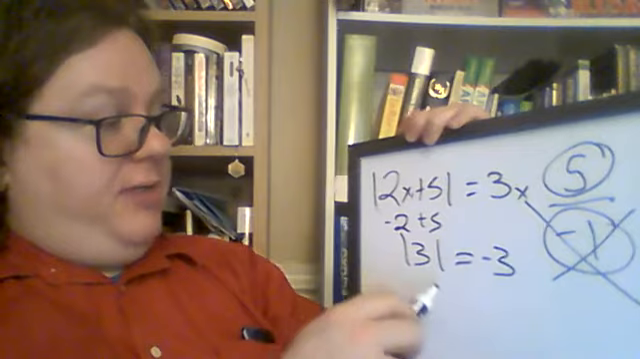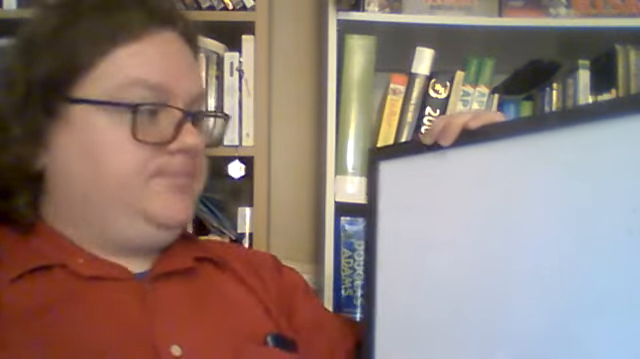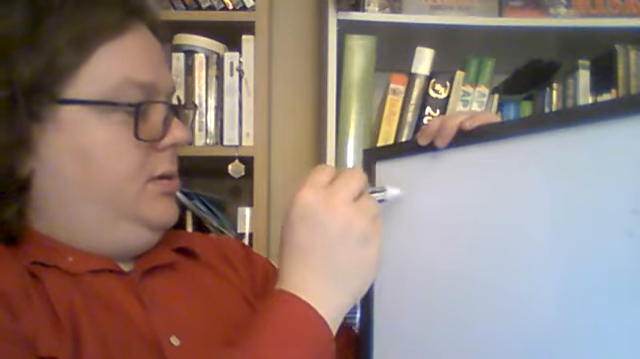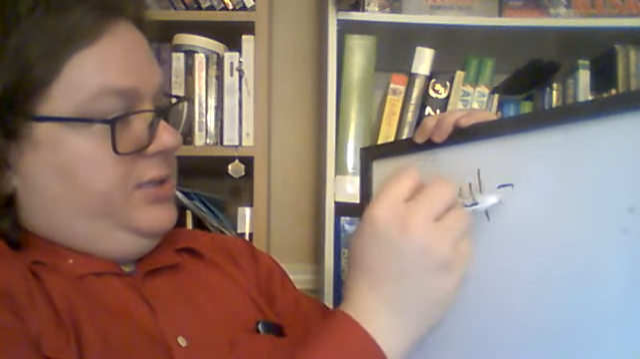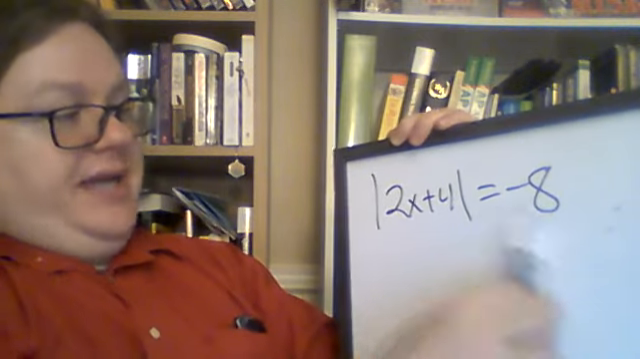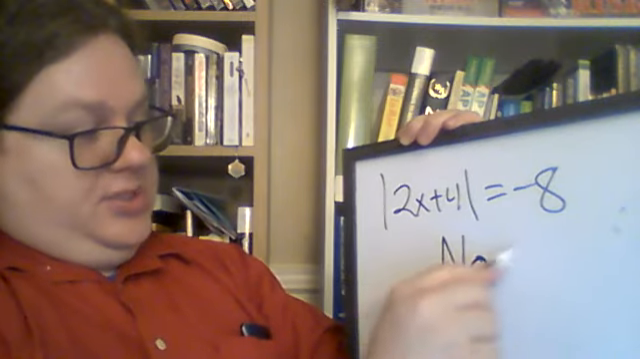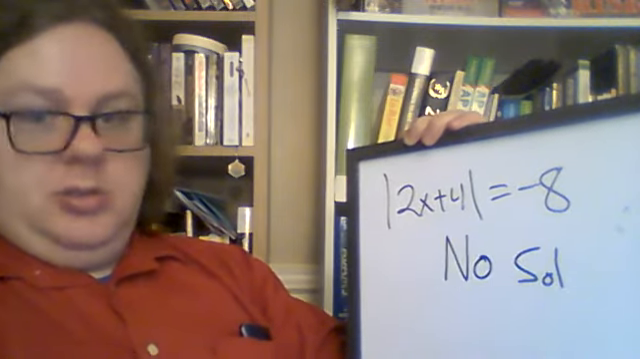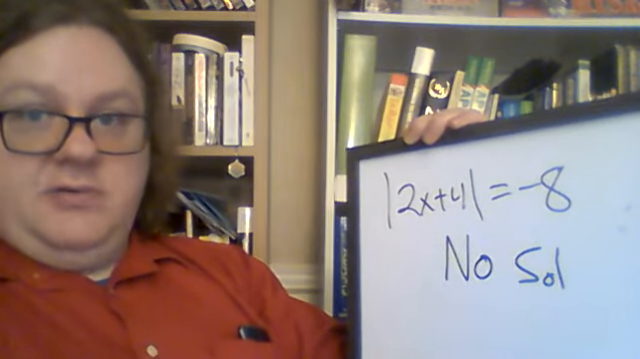If you end up with a problem where both answers are wrong, like, let's say they didn't give this example, so I'm going to have to make one up. Absolute value of 2x plus 4 equals negative 8, like that. The absolute value should never equal a negative 8. So something like this would be no solutions, because the absolute value can never equal a negative. Does that make sense?